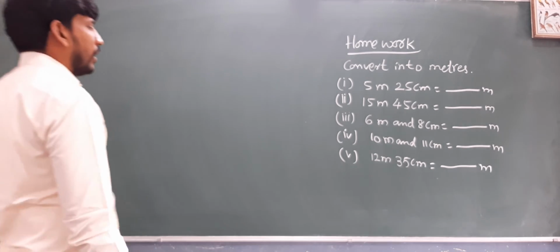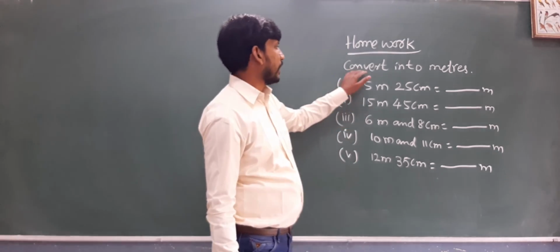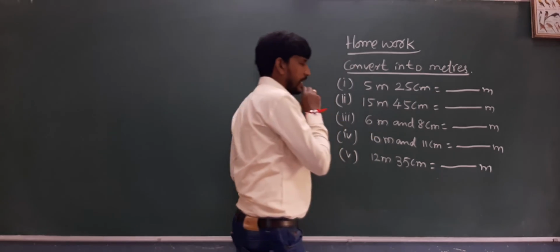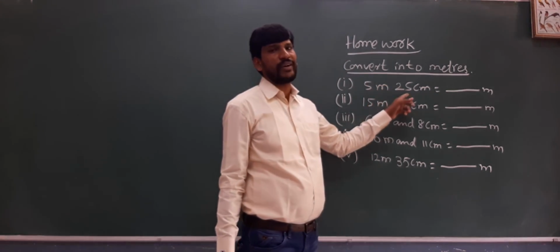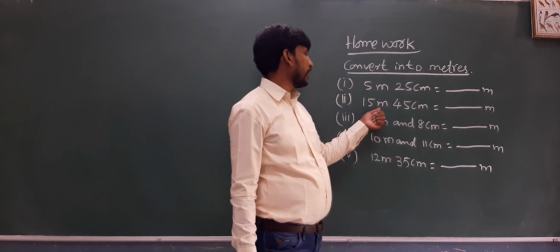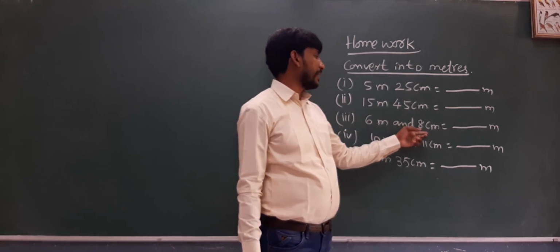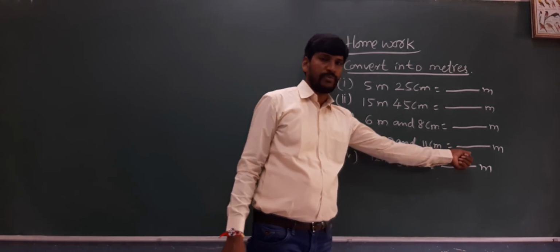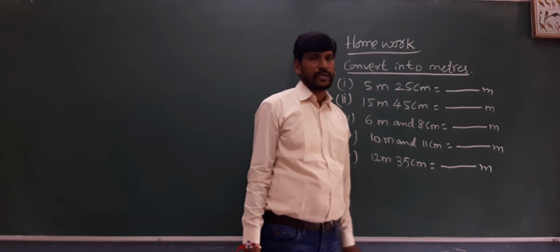Right, children, please note down today's homework. Convert into meters. Here I gave some questions which you should convert into meters only. First question is 5 meters 25 centimeters in terms of meters only. 15 meters 45 centimeters in terms of meters. 6 meters and 8 centimeters in terms of meters only. 10 meters and 11 centimeters in terms of meters only. The last one is 12 meters 35 centimeters in terms of meters.